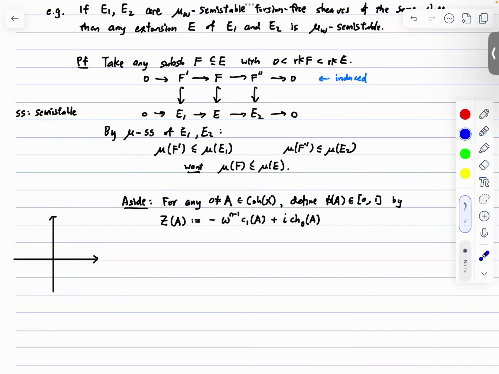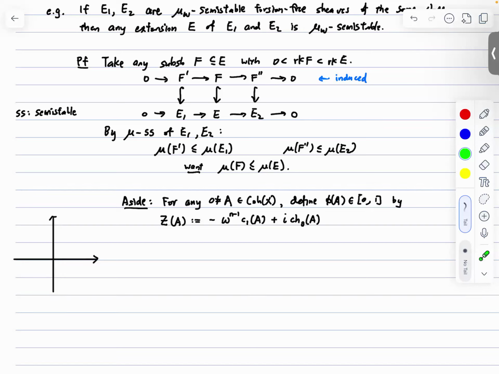So since A is a coherent sheaf, the rank is always bigger than or equal to 0. So I know this complex number is always in the non-strict upper half plane. And then when the coherent sheaf A has rank equal to 0, so when we have a torsion coherent sheaf, we know the degree is non-negative. So if the rank is 0, which means we lie on the real axis, then since the degree is non-negative, this complex number has to lie at either the origin or the negative real axis.